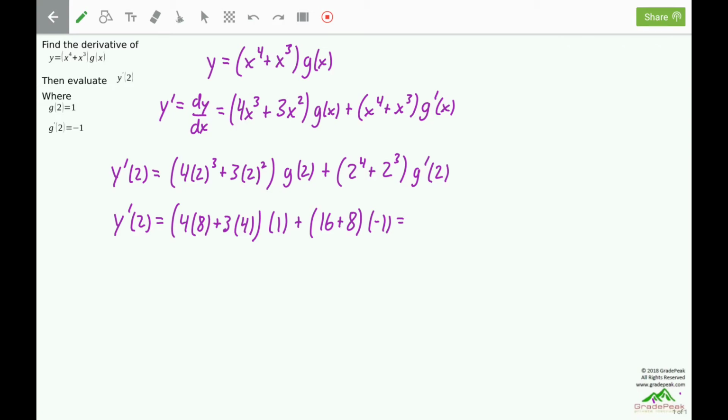So we have 4 times 8, 32, plus 3 times 4, 12, times a 1, plus 16 plus 8, 24, times a negative 1. And this will give us 32 plus 12, which is 44, times a 1, which will still be a 44, and then 24 times a negative 1, which will be a negative 24. 44 minus 24 gives us 20.